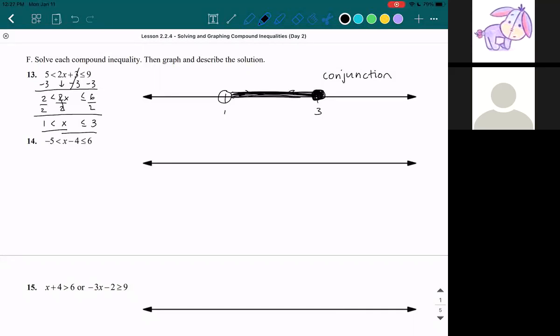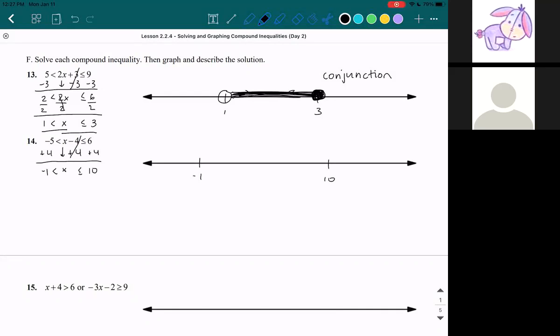Let's take a look at number 14. Negative 5 is less than x minus 4 is less than or equal to 6. To get x by itself, we simply have to add 4 to all sides. Negative 5 plus 4 is negative 1. We bring down the x. That cancels out. 6 plus 4 is 10. So we have our negative 1 and we have our 10.